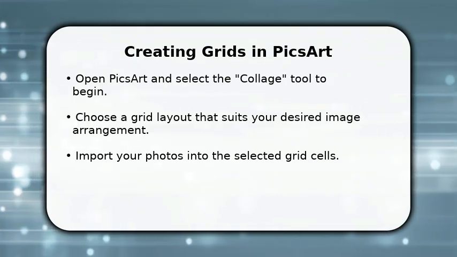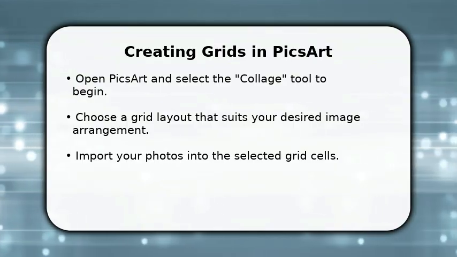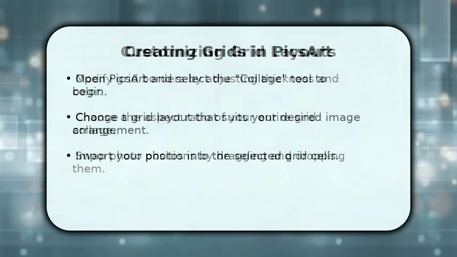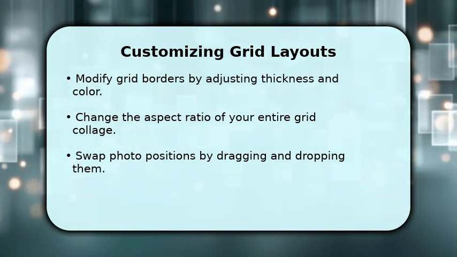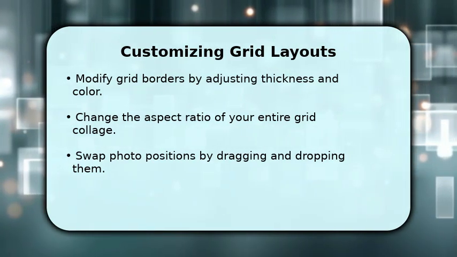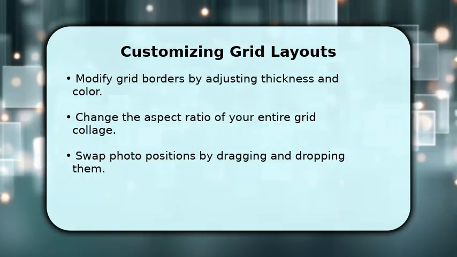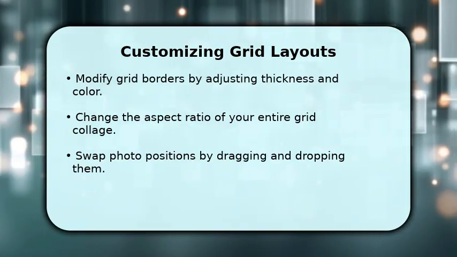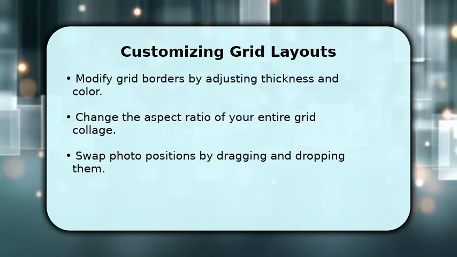Choose a grid that fits your vision, and then add your desired photos into the empty cells with ease. Once your photos are in place, you can customize the grid's appearance. Adjust the border thickness from 0 to 20 pixels and pick any color from the palette. You can also change the overall aspect ratio of your collage, like 1:1 for Instagram.